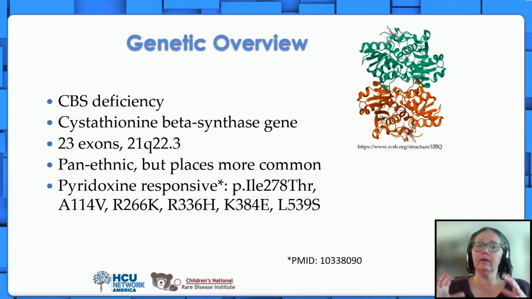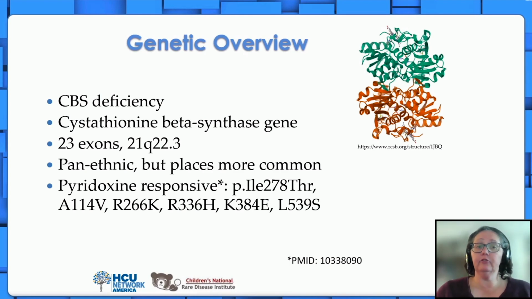So we're talking predominantly about CBS and CBS deficiency. CBS deficiency is caused by dysfunction of the cystathionine beta synthase gene. This is usually a dimer and is illustrated here on the right side of your slide. It's encoded on chromosome 21 at q22.3 and has 23 exons, or coding regions, with intervening sequence between.